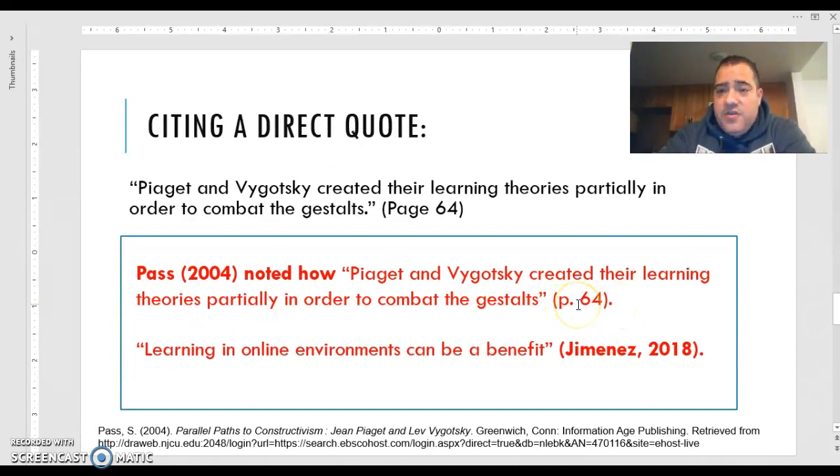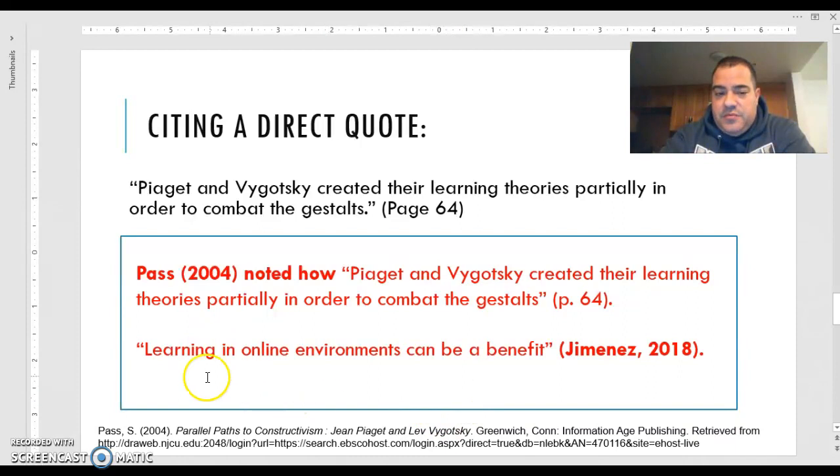Notice that page, by the way, is P period for a single page. If you're dealing with multiple pages, you would write PP dot 64. But do not include PG. Do not write the words pages. It should just be P dot 64, which represents page 64, with a period at the end.